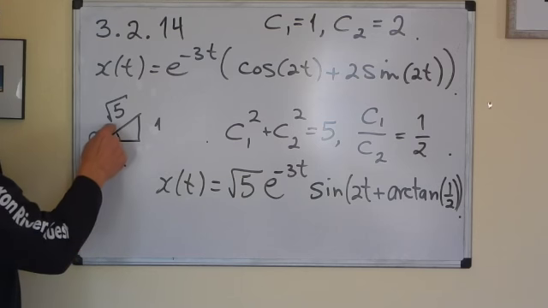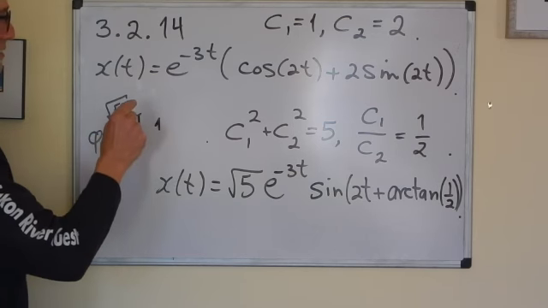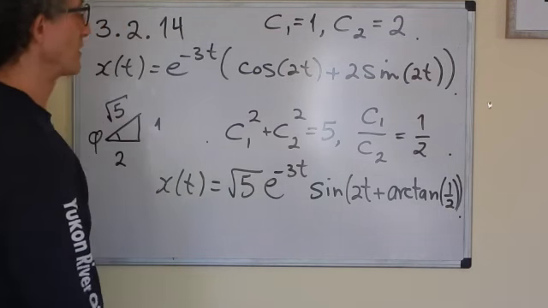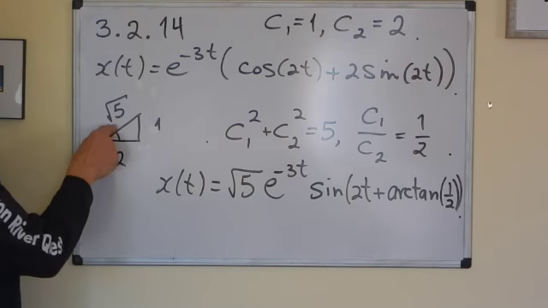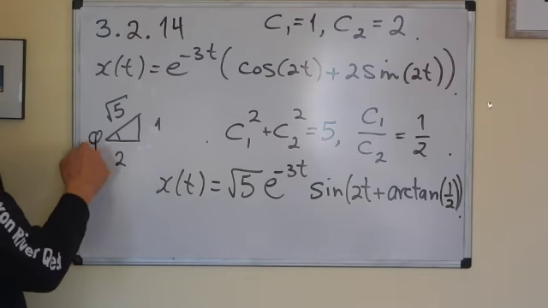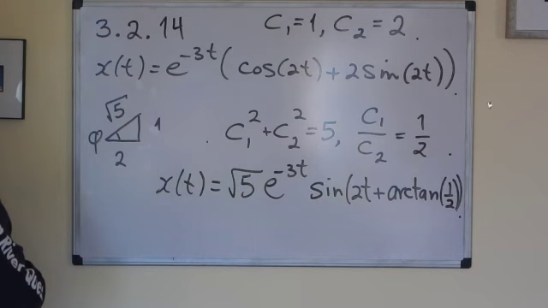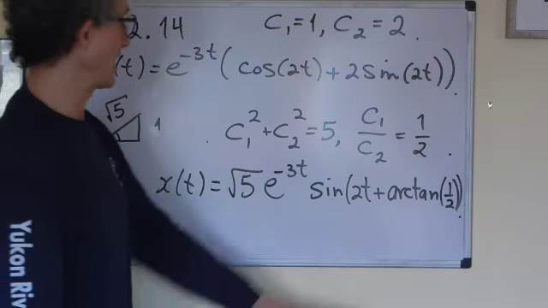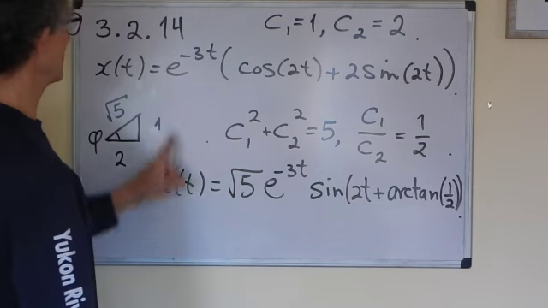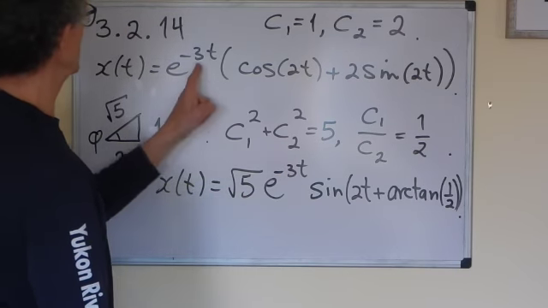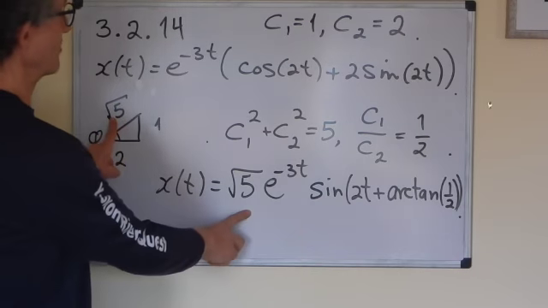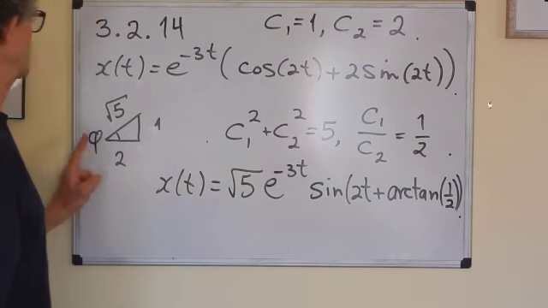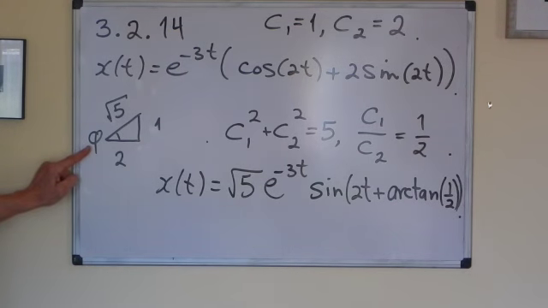And the change in the shift from having sine of 0 equal to 0 to something else is by this angle in here. So the tangent of this angle is 1 over 2, and so the angle itself is the arctangent of 1/2. And so the solution can also be written as e to the minus 3t times the square root of 5 times sine of 2t plus this angle, which is arctangent of 1/2.